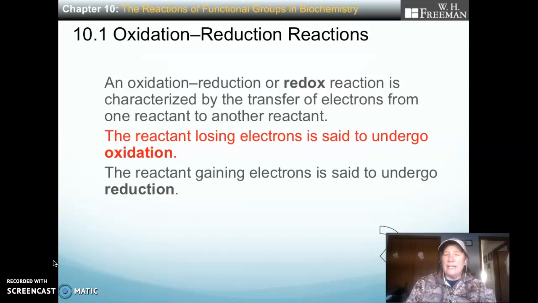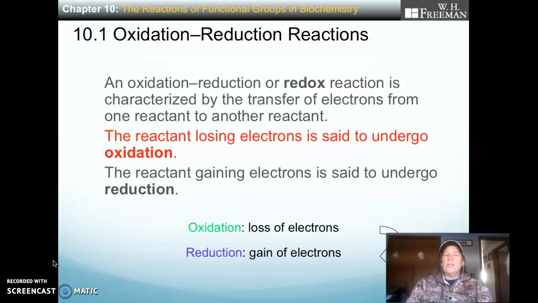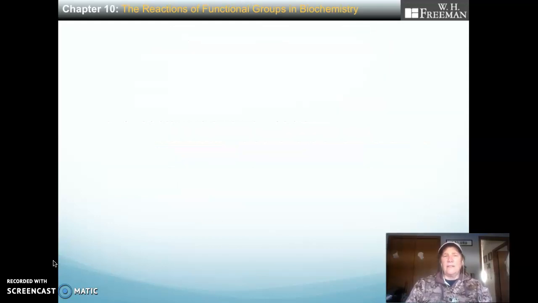And I'll show you. The reactant that gains electrons is said to undergo reduction. So let's say iron goes from +2 to +3. Okay, it gained a positive charge, or basically it lost a negative charge. So it lost electrons, so it's oxidized. If it went from +3 to +2, then it would be reduced. So when you lose electrons, it's oxidation. When you gain electrons, it's called reduction. One way we always think of it is OIL RIG. Oxidation is loss, reduction is gain. And when we talk about that, we're talking about electrons, because really they're the only things that move around. The protons and neutrons in the nucleus can't, okay?